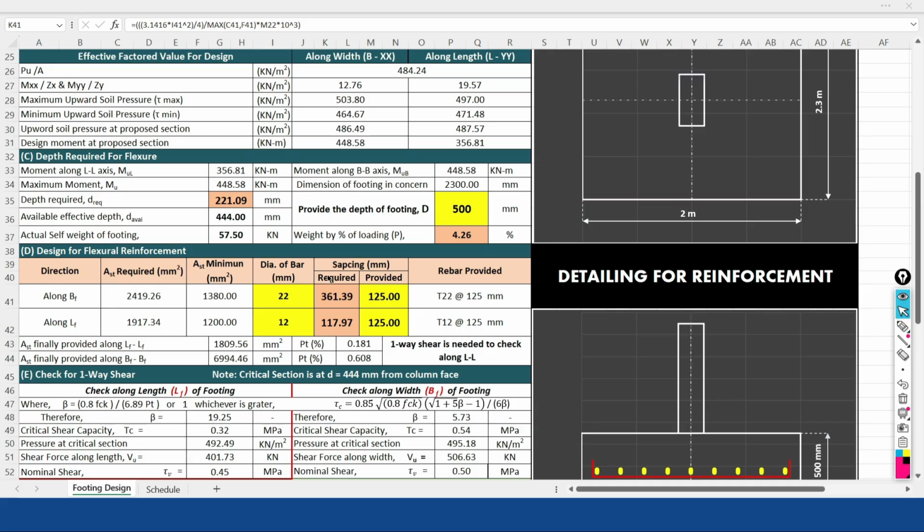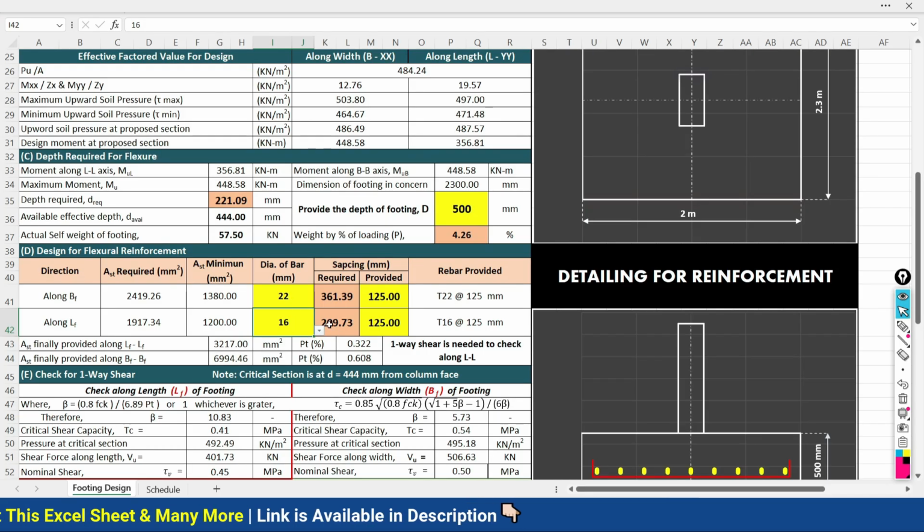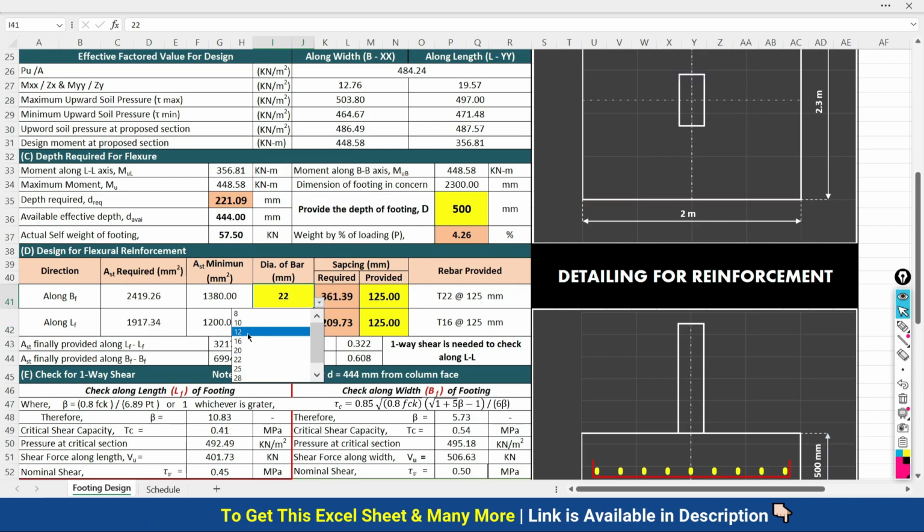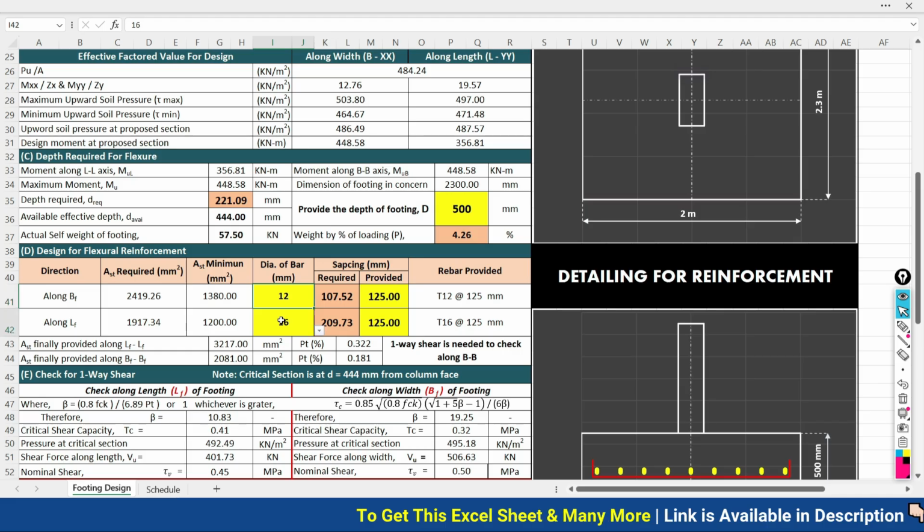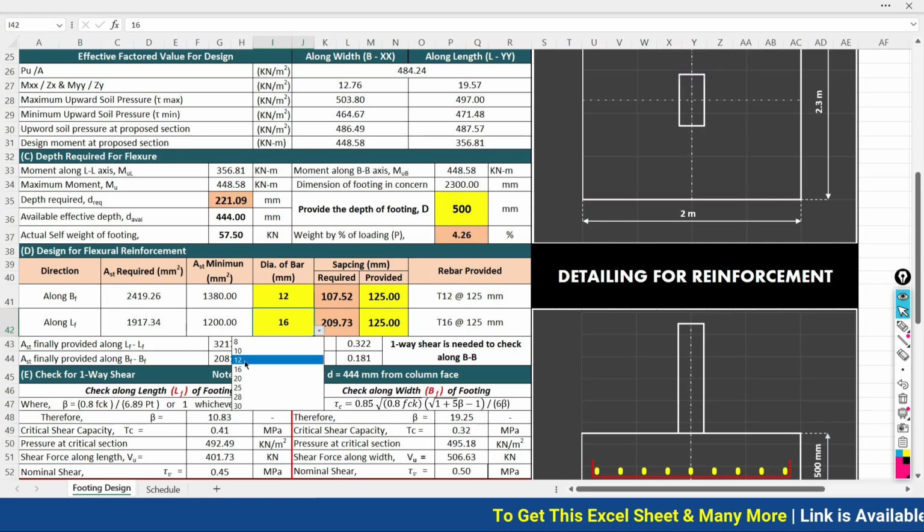So what to do here? The spacing is exceeding beyond 361. If I would like to provide a 16 mm diameter bar, accordingly the spacing requirement will be that, but we don't need to provide this higher diameter of bars. I'm just trying to explain. So here 12 I'm going to choose. Here also I'm going to choose the diameter of bar as 12.